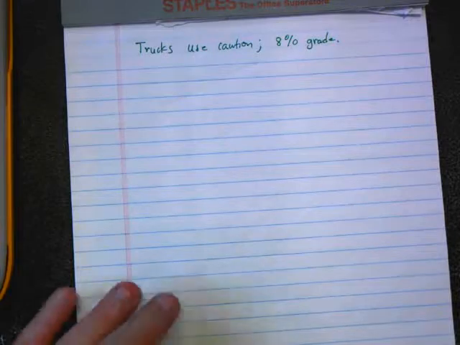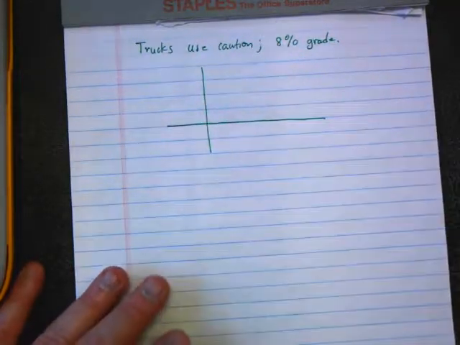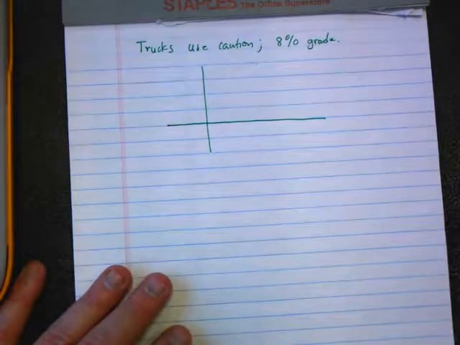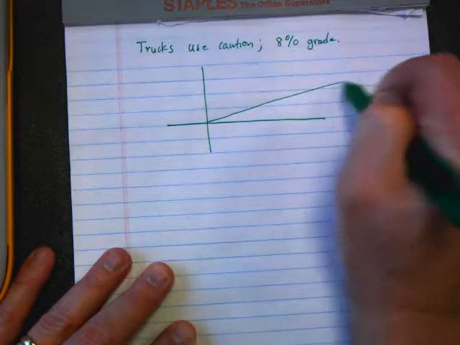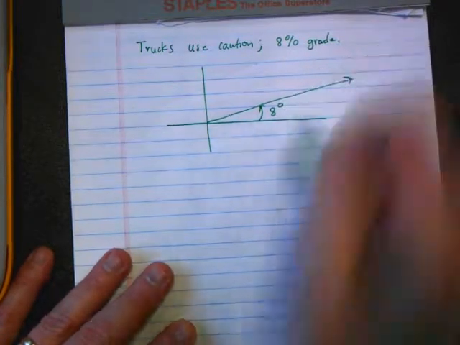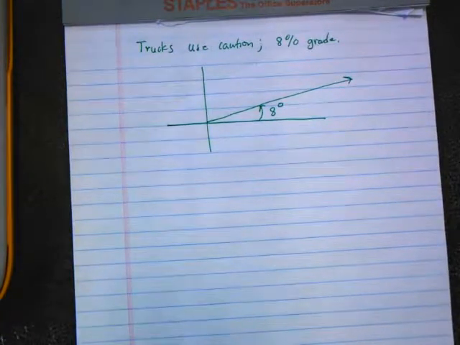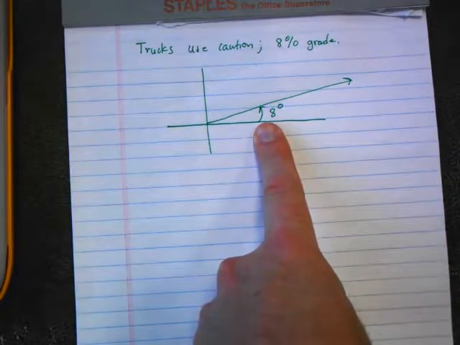Well, what it really means is it's not an 8% slope. Slope is just a number. Slope doesn't have a percent. What it really means is the hill has an angle of inclination of 8 degrees. Anyway, if the angle is 8 degrees, then what is the slope?